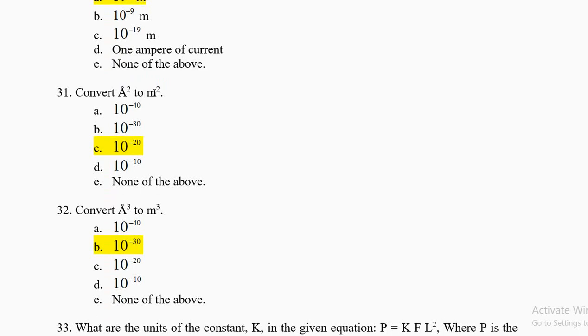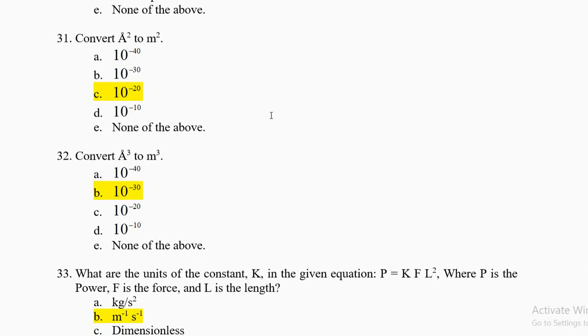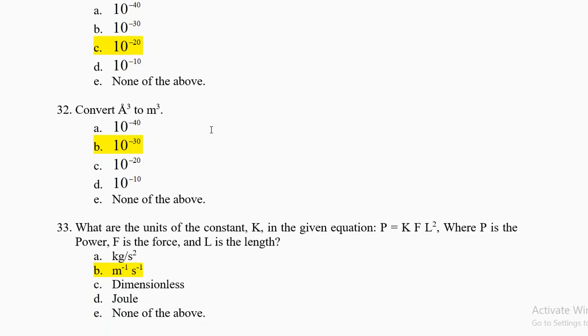Convert angstrom square to meter square. It is just like your initial question. So meter square is meter into meter: 10 power minus 10 into 10 power minus 10. It will become 10 power minus 20. Angstrom cube, 10 power minus 10 whole cube. You will get 10 power minus 30.